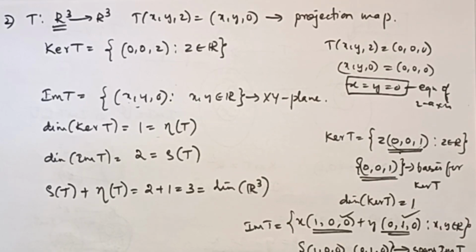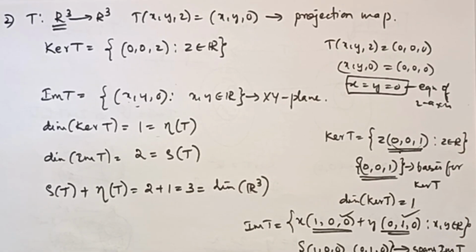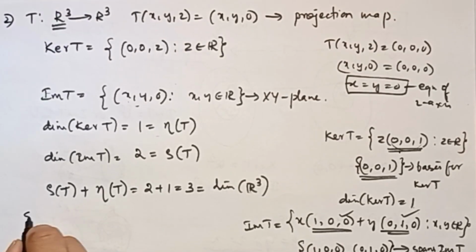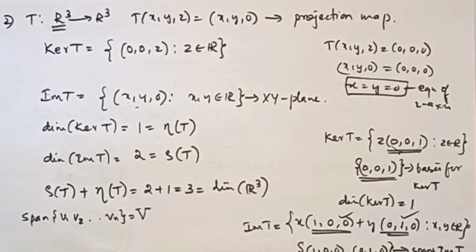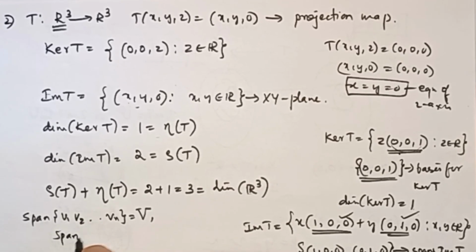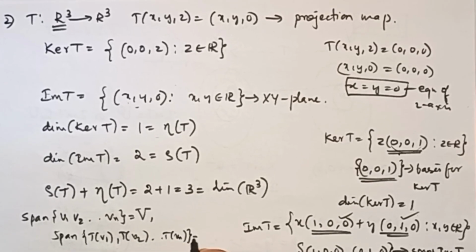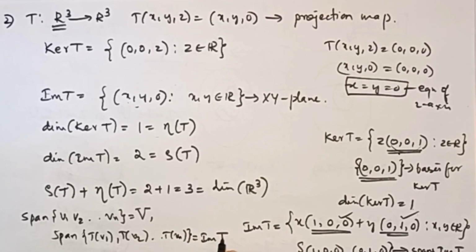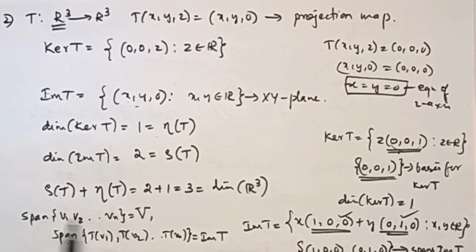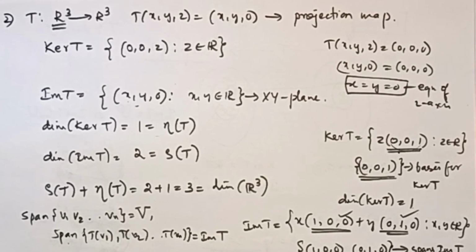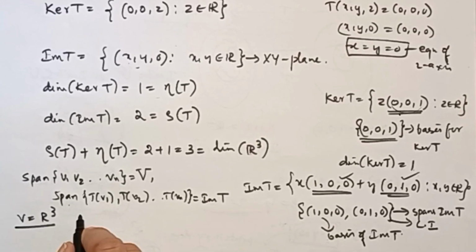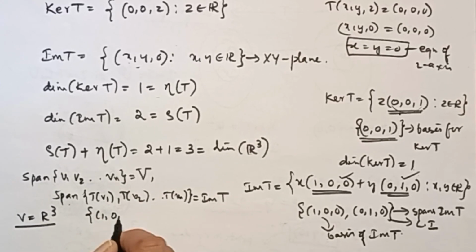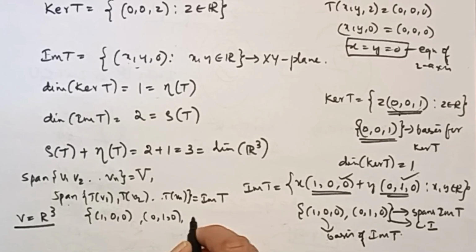Now we can use the proposition which I had stated in the beginning. The proposition was, if span of the vectors v1, v2, and so on up to vn equal to the entire space V, then span of the image vectors T of v1, T of v2, and so on up to T of vn equal to image of T. Means image of T is always spanned by the images of these spanning vectors. Let us check that. You know that V equal to R cube. Therefore, which vectors span this R cube? 1 0 0, 0 1 0 and 0 0 1.